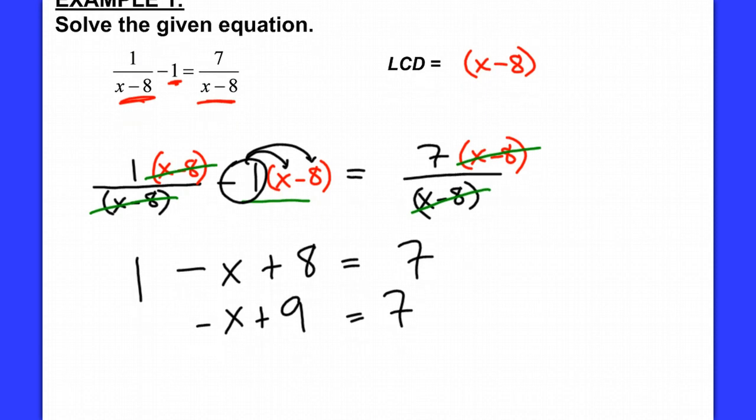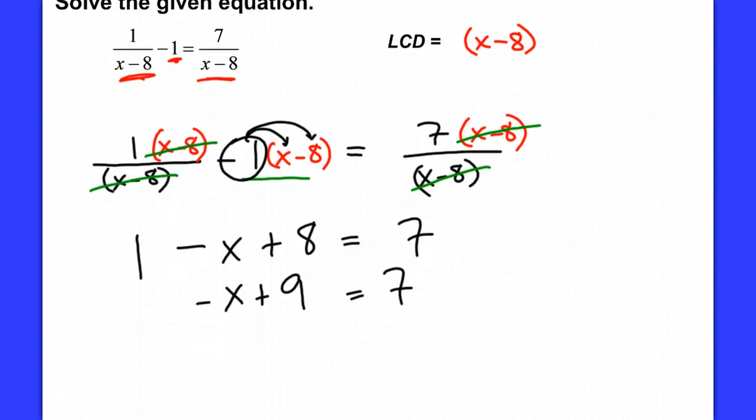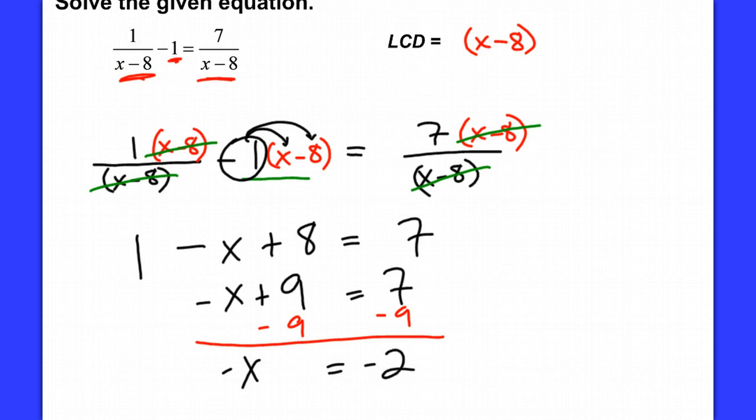The next step then would be to subtract 9 from both sides. So we'll say minus 9 and minus 9. That gives me negative x is equal to negative 2. And then of course we would divide by negative 1 on both of these, and we would get a final answer of x is equal to 2.